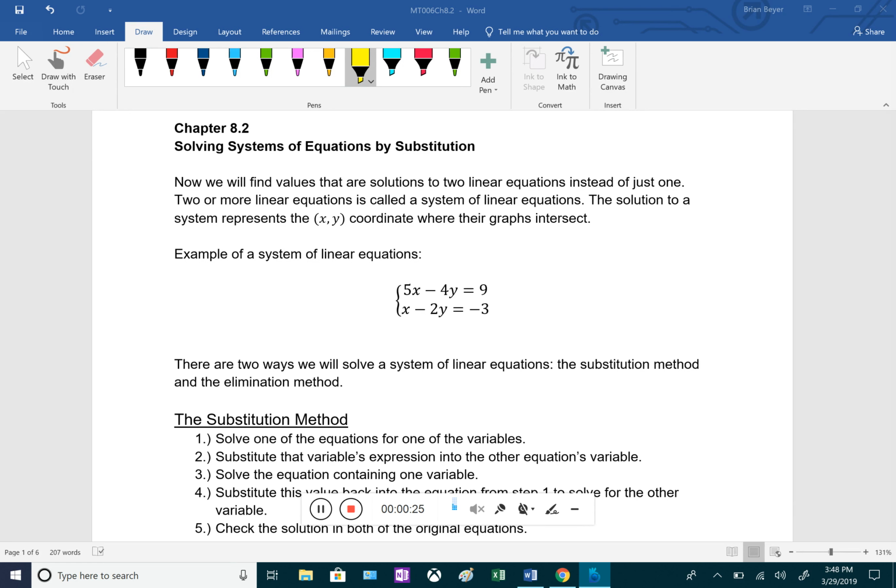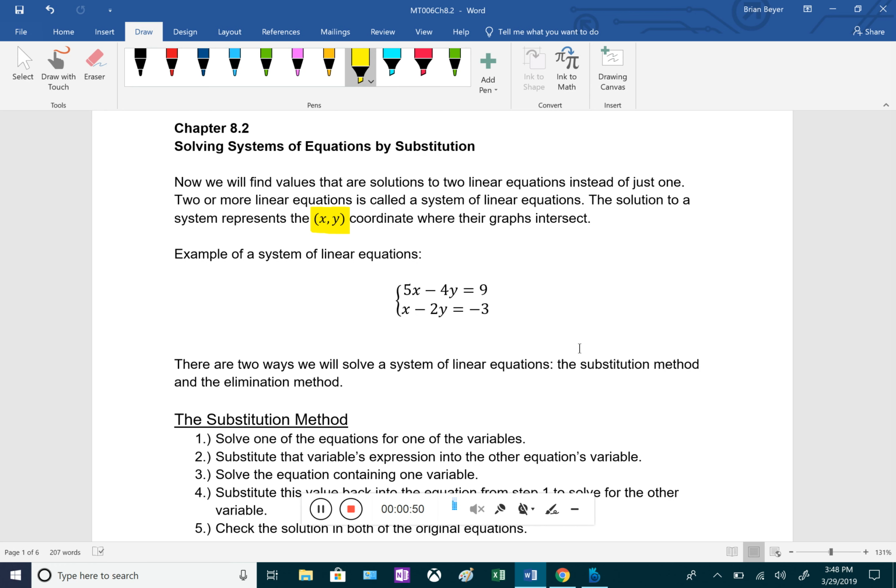So for these, we're just going to have two equations, each with two variables, and we're going to solve for both of them. So the answer we're going to be getting for the variables x and y, I'm going to be writing as an xy coordinate. It represents the xy coordinate where the graphs of the equations intersect each other, which, don't worry about that yet. We'll get to the graphing later on.